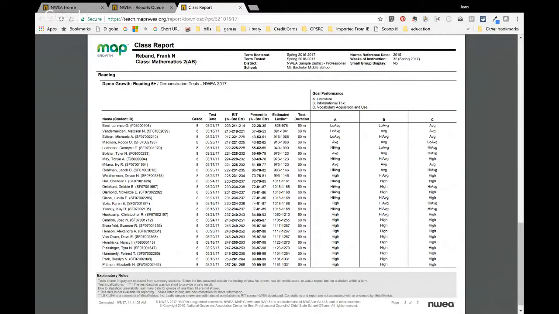Look also at students that are above the 80th percentile, and notice that many of Mr. Reband's students are in that 80 to 90th percentile, and especially look at the ones that are above the 90th percentile. So that's this group right here. These are students who, at least for this test, scored in a gifted and talented range and will need, not remediation this time, but enrichment for them to continue to grow at a pace that is appropriate for them.